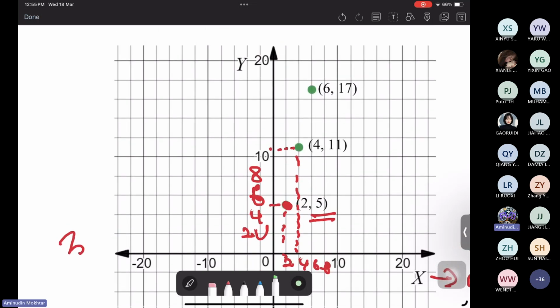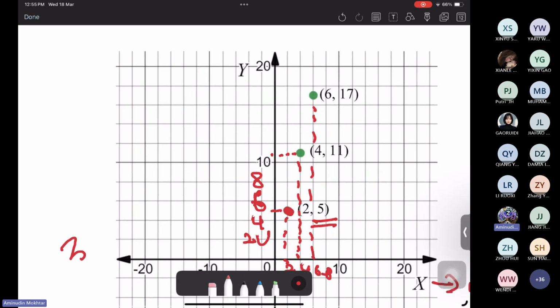And the third one is when x equals 6, y equals 70. Then again, we have 3 coordinate points here: 2, 5. The second one is 4, 11. The last one is 6, 70.